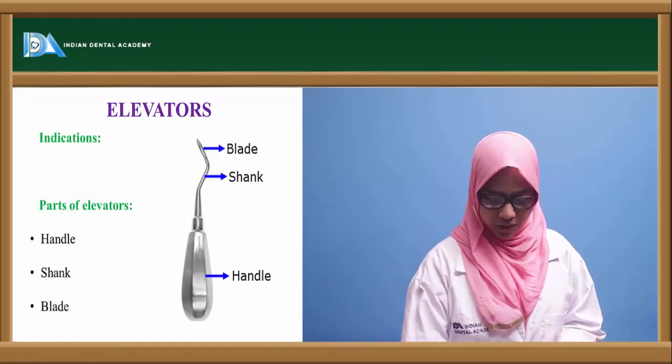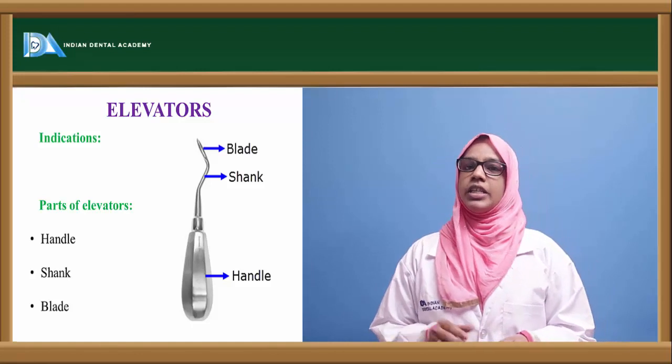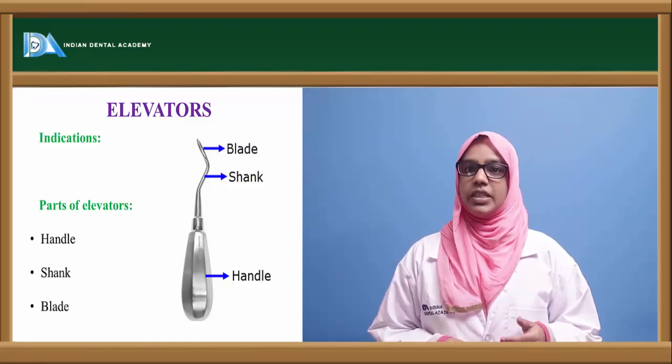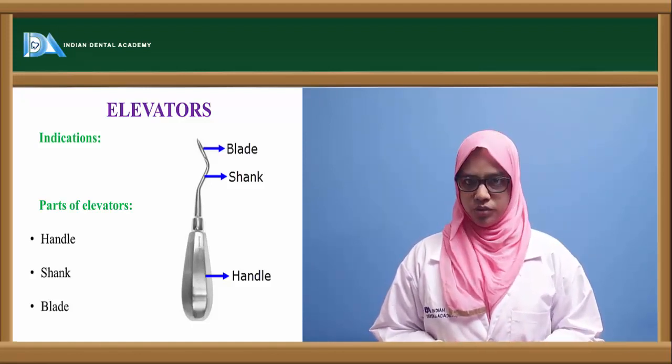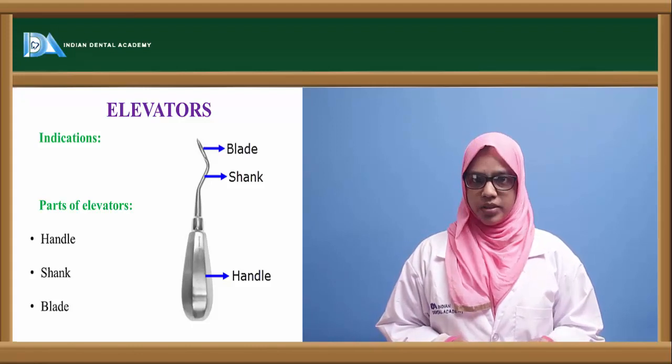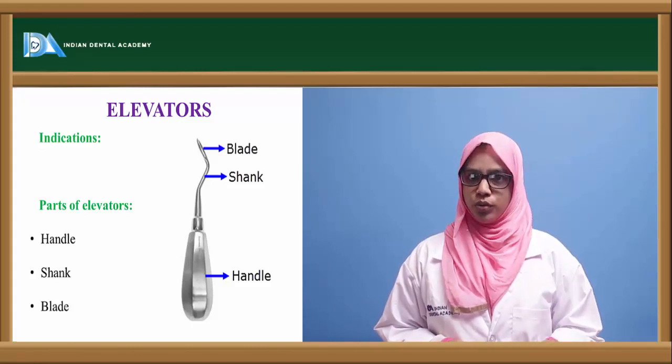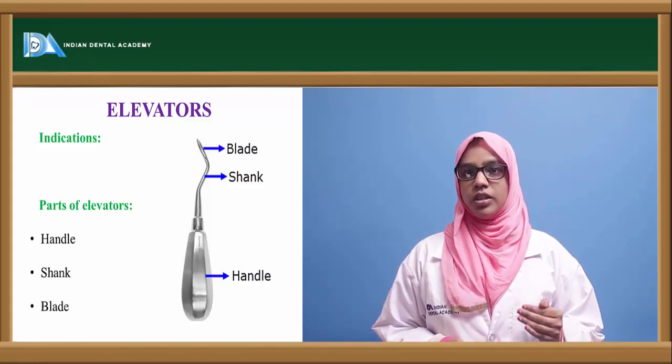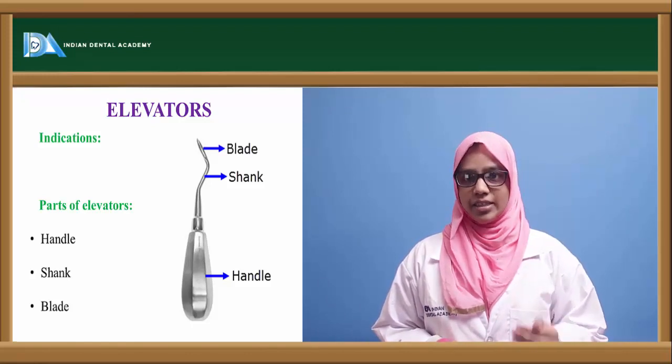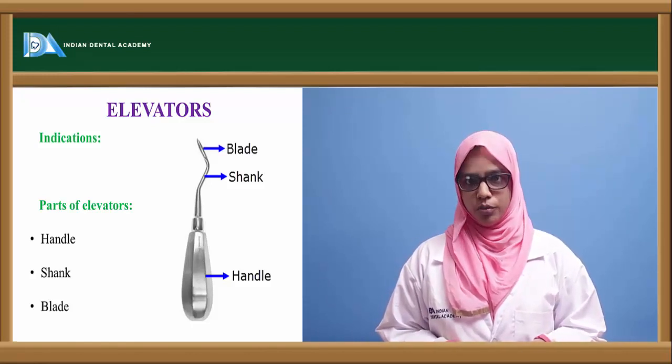To begin with, the elevators. Now, the indication of an elevator is that they're basically used to luxate a tooth. They're used to remove root pieces. They're used to remove those teeth which cannot be removed with a forcep, wherein the access is less, so you need to use an elevator to remove a tooth.